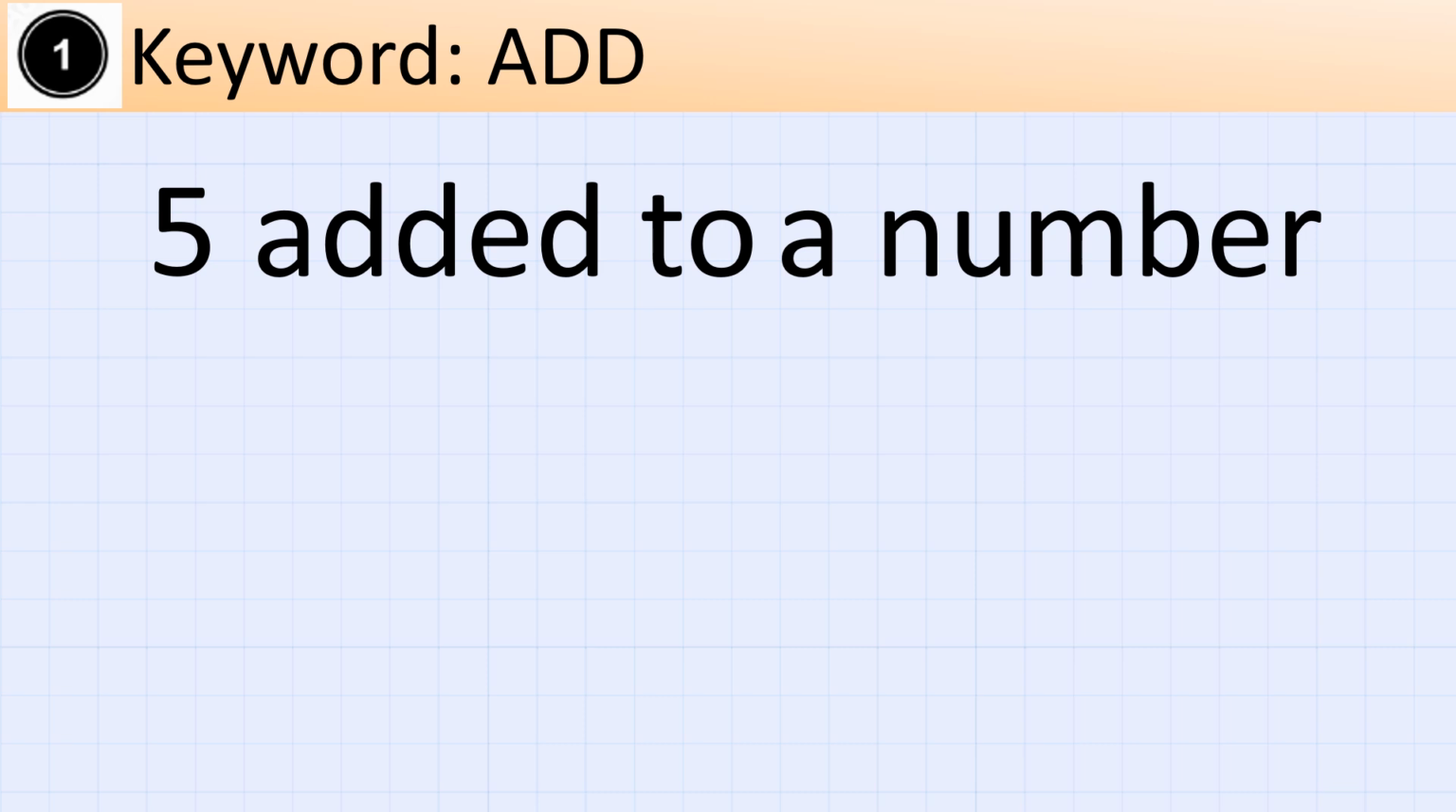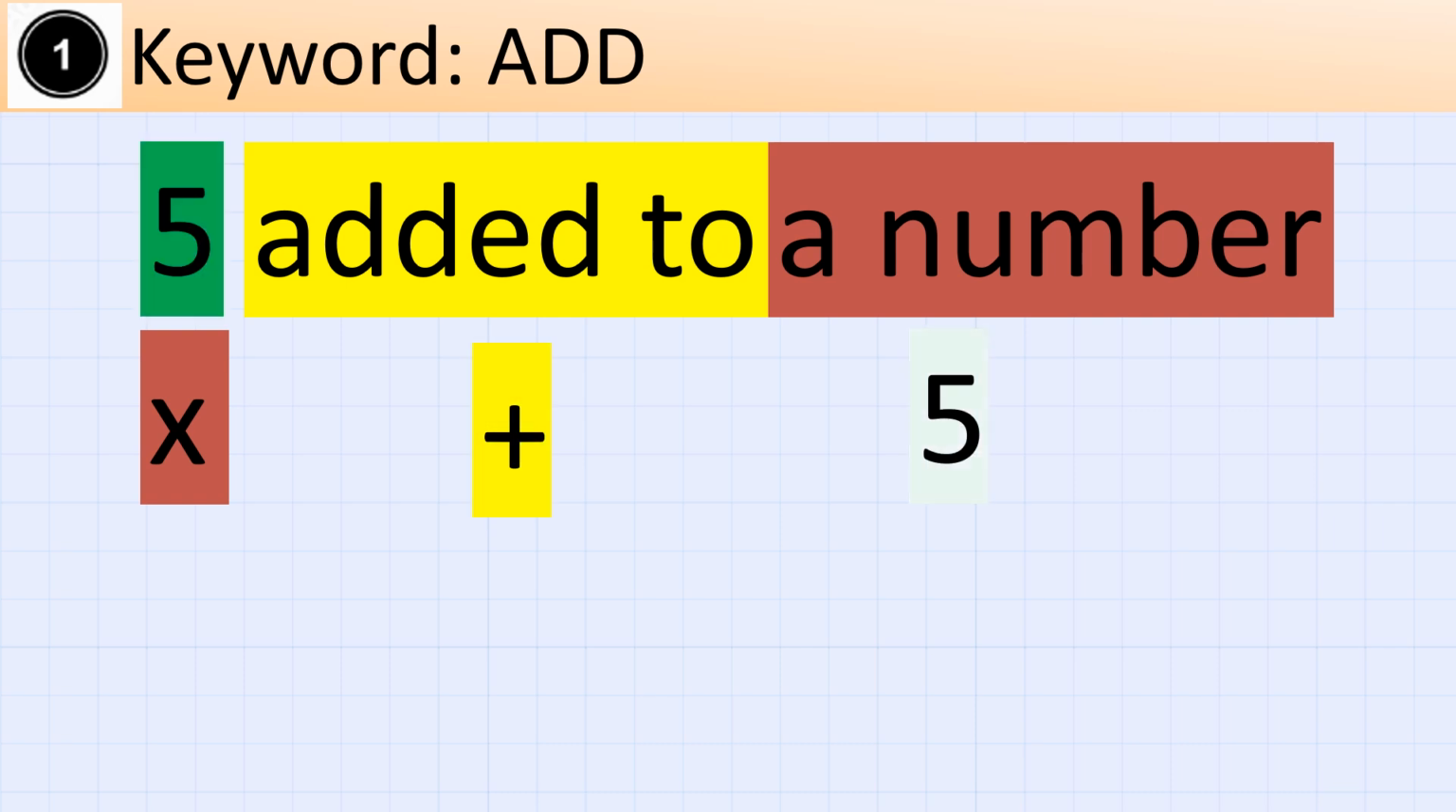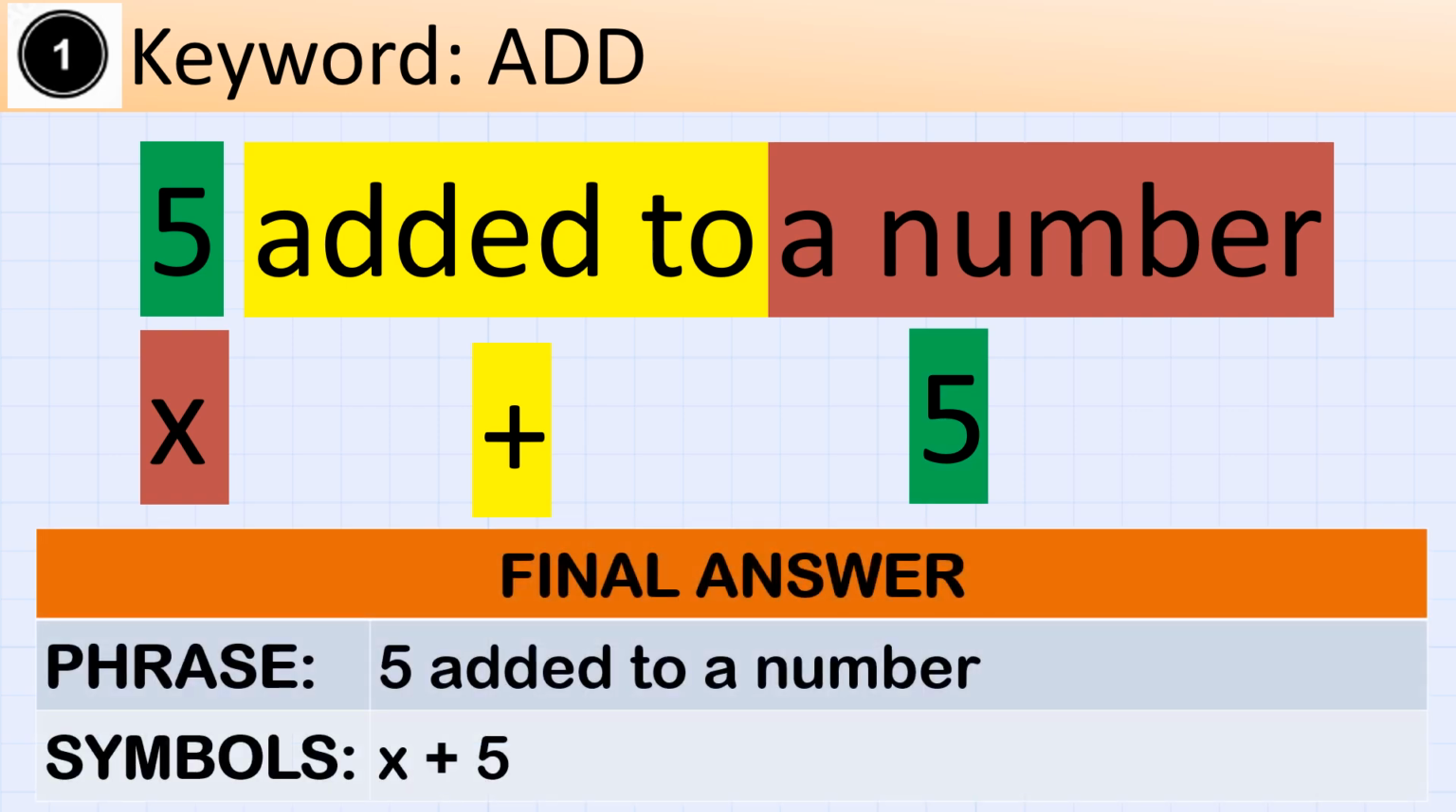If you encounter phrases like this, we have to write first the number before the 5. So a number may be represented by x, and the keyword added to means plus symbol, and we write 5. So 5 added to a number is translated to x plus 5. So this is now our final answer.